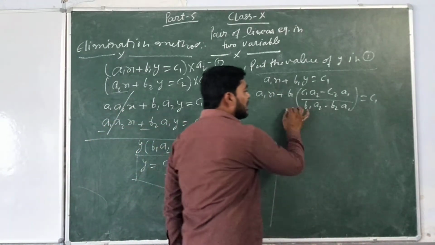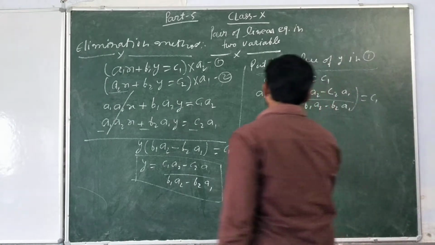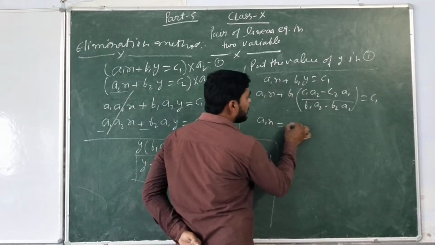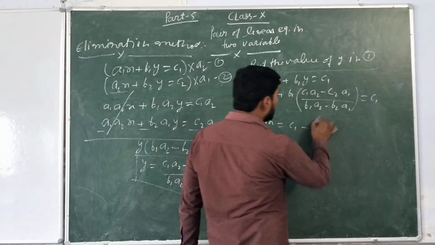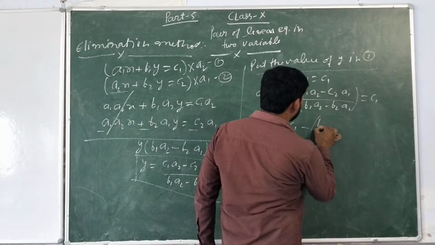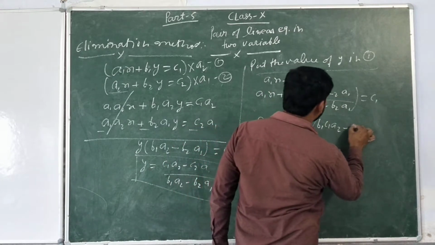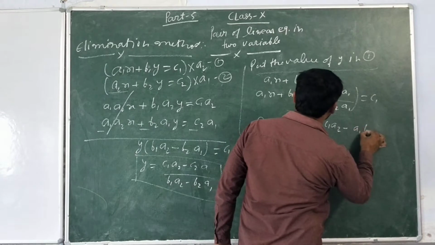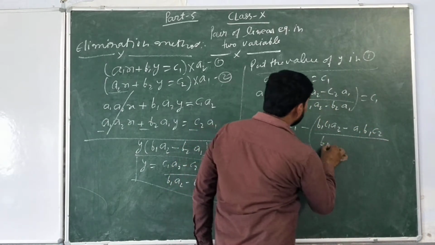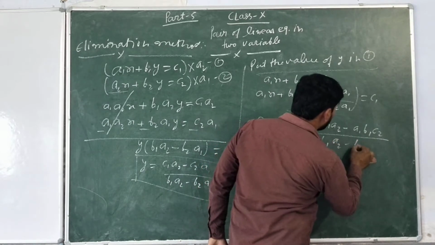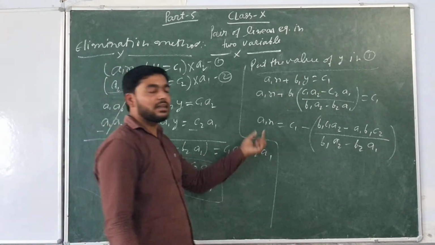Now this is the complete constant term, so take it to the RHS. Then you will get a1x equal to c1 minus, multiply it, b1 c1 a2 minus a1 b1 c2. Now in the denominator b1 a2 minus b2 a1. Now from here you will get the value of x.